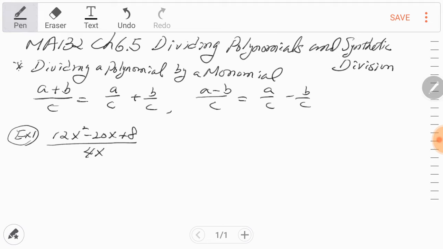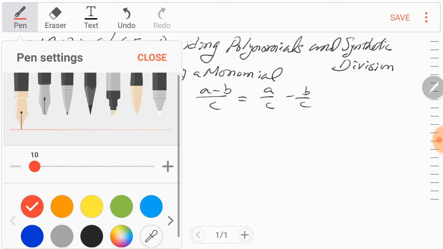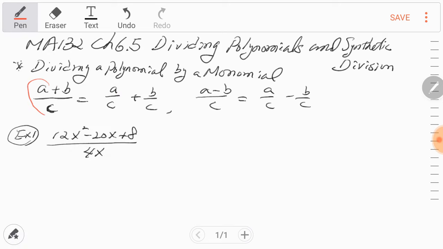Okay, so the denominator is c, which is just a monomial. Then we can separate each term in the numerator by the same denominator, like this: a over c plus b over c. We know how to add two fractions with the same denominators. What we do is we add the numerators, so a plus b. So from left to right, what we do is separate the numerator using the same denominator.